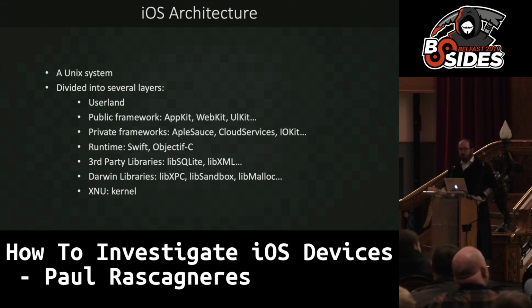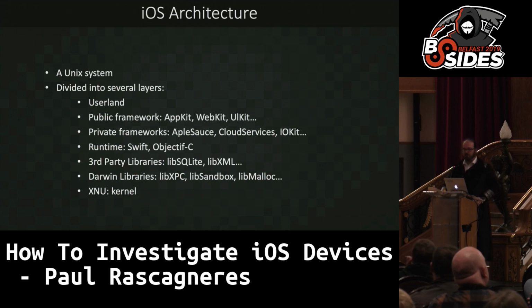You can develop your application in Swift or Objective-C. And you have a lot of third-party libraries. For example, iOS really loves SQLite databases. So more or less everything is an SQLite database on the device. So you need a library to be able to read this database, and they provide a library. Almost everything from a configuration point of view is in XML. So you have a library to parse XML configuration files and stuff like that.